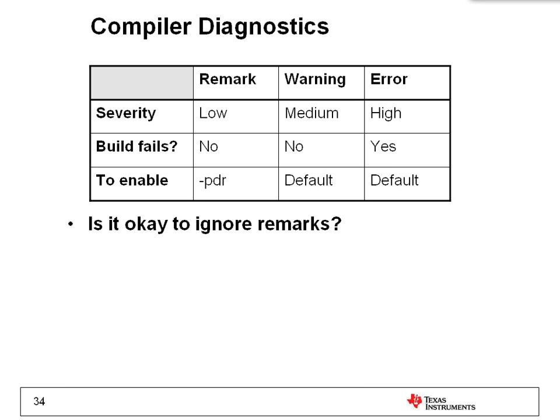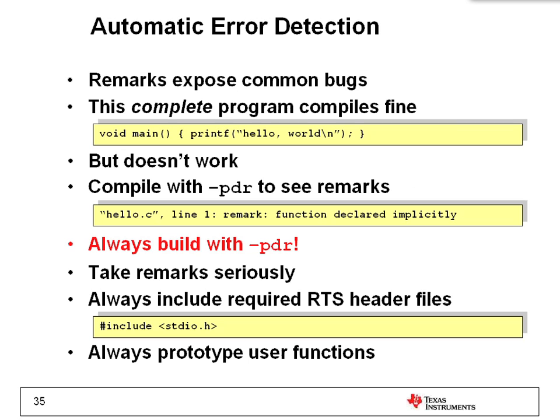Remarks are not enabled by default, but warnings and errors are. And then I pose the rhetorical question here: is it okay to ignore remarks? And this slide makes the point that no, you should not ignore remarks, because it gives a nice little example of a remark exposing a common bug. So that first little bar in yellow there, it's a complete program. I squeezed it all in one line to make it fit on the slide, but it's just main, invoking hello world, printf. If you actually try and run this, you'll get no output at all usually, if it doesn't crash or something worse.